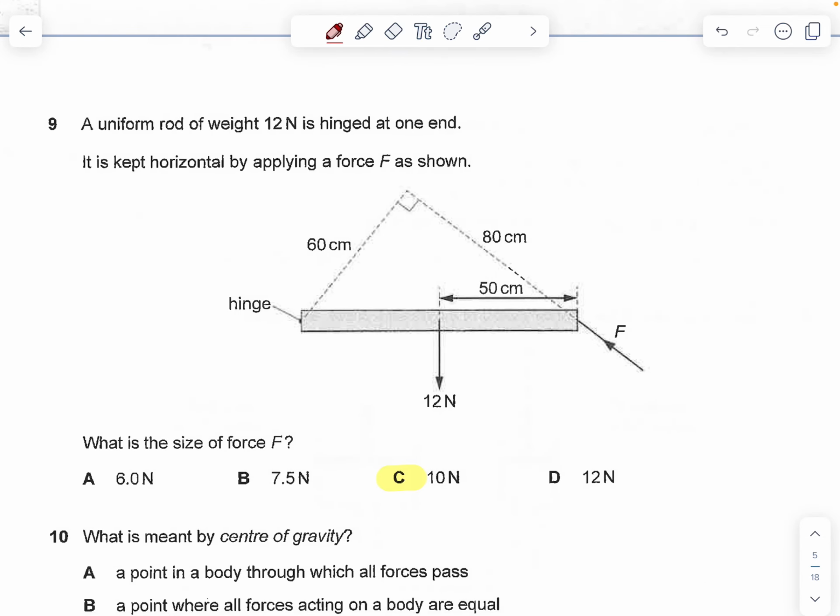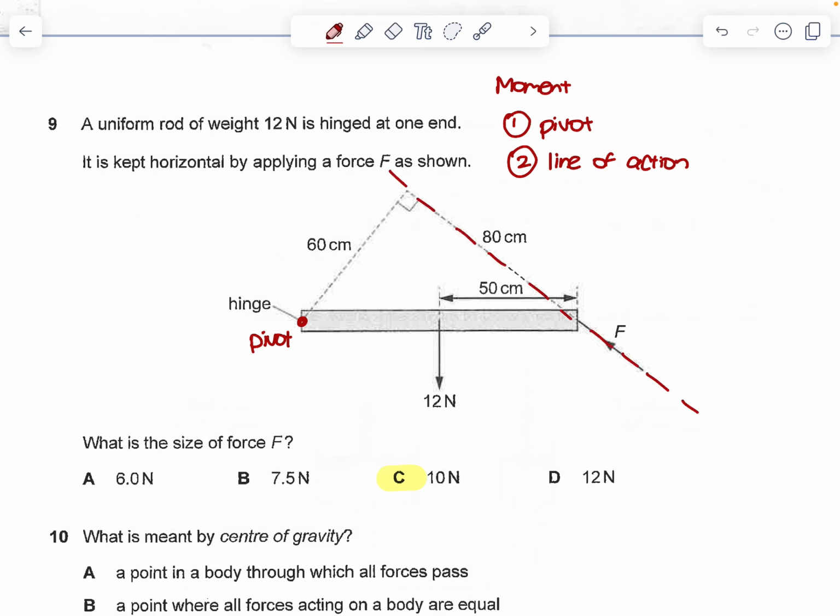Question 9. A uniform rod of weight 12 newtons is hinged at one end and is kept horizontal by a force as shown. So what's the size of the force? This is a moments question. So in the moments question, the first thing we do is to find the pivot. So the pivot is where the hinge is. The pivot. Second is the line of action. So let's identify all the lines of action. Force here. Line of action. The weight of the rod here.